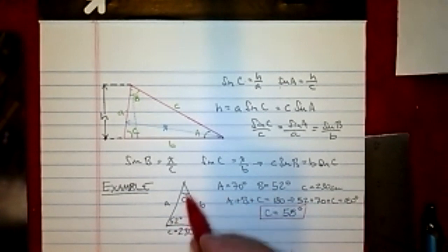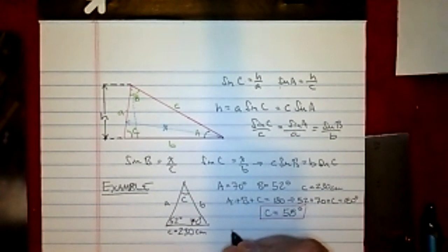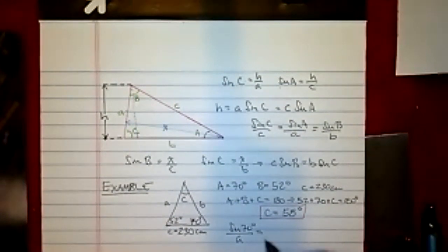Now, I could ask you for any of these parts. I could ask you for little a, little b, or big C, but I'm going to work out all of them. Now, I don't need that to do this, but what I do know is that the sine of 70 degrees over the opposite of that, which is a, has got to equal the sine of C, which we now worked out as 58 degrees, over 230. So see what I did is I chose an angle opposite a side that I knew so that I could have one whole ratio, and then I can work out the rest.